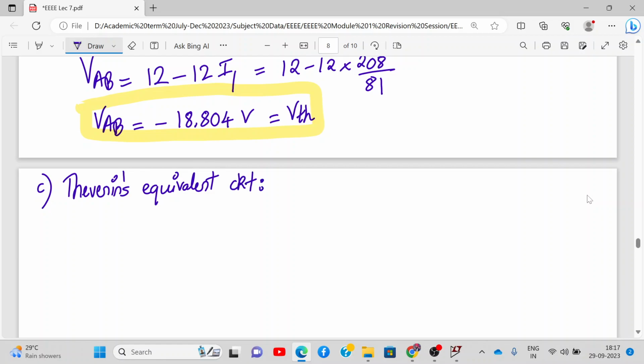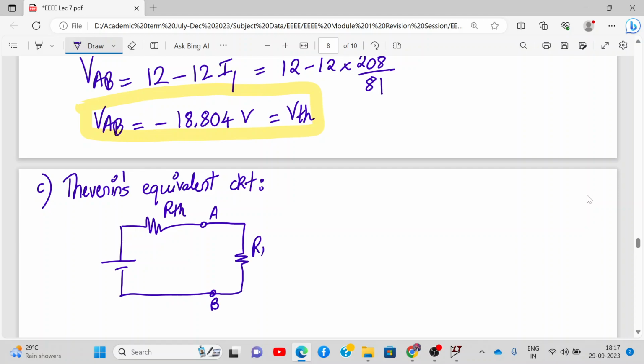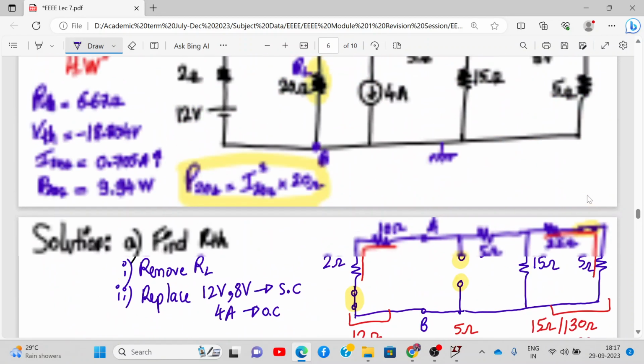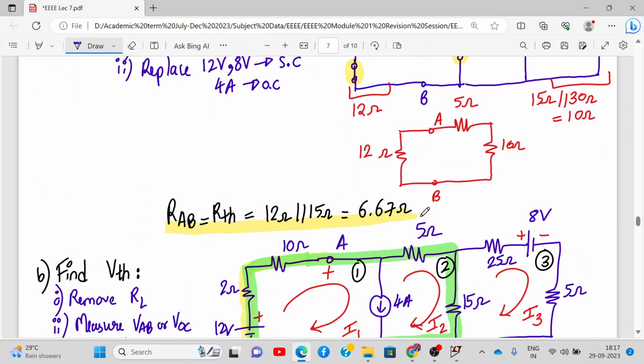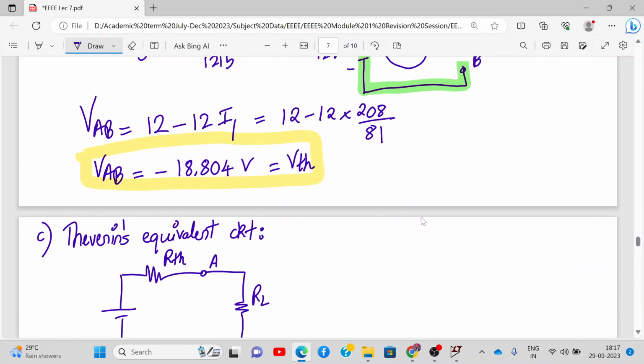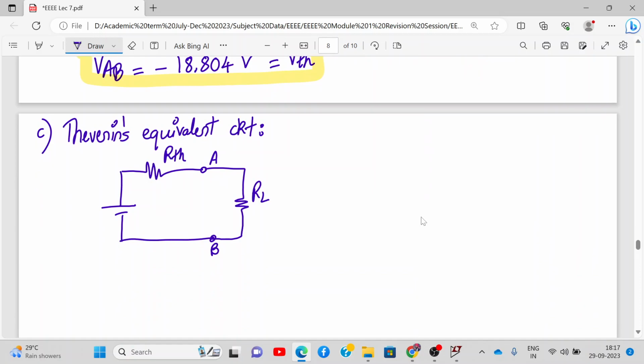And we'll find the value of current flowing through the load resistance. So let me draw, this is VTH. This will be RTH. These are terminals A and B, and we connect the load resistance between A and B. RL value was how much? Let us go back, 20 ohms. RAB or RTH value is 6.67, and VTH value was minus 18.804. Let me write the values over here. This will be minus 18.804. This value was 6.67 ohms, and this was 20 ohms.